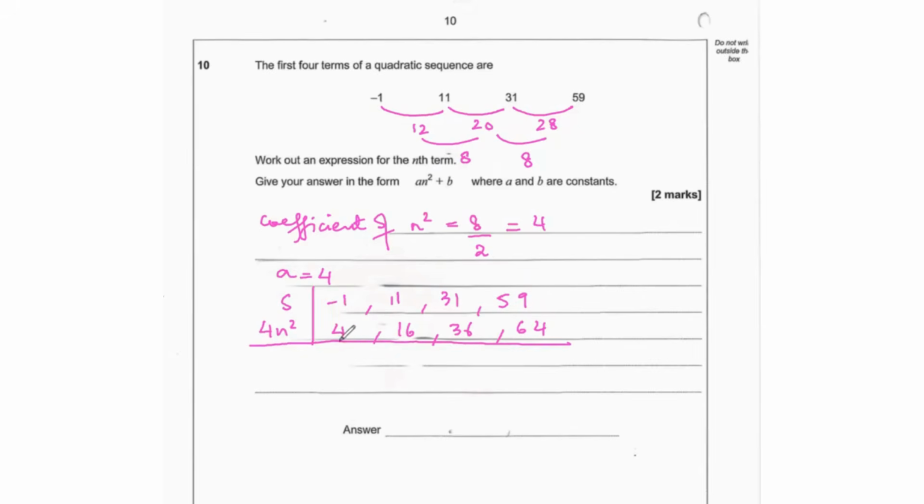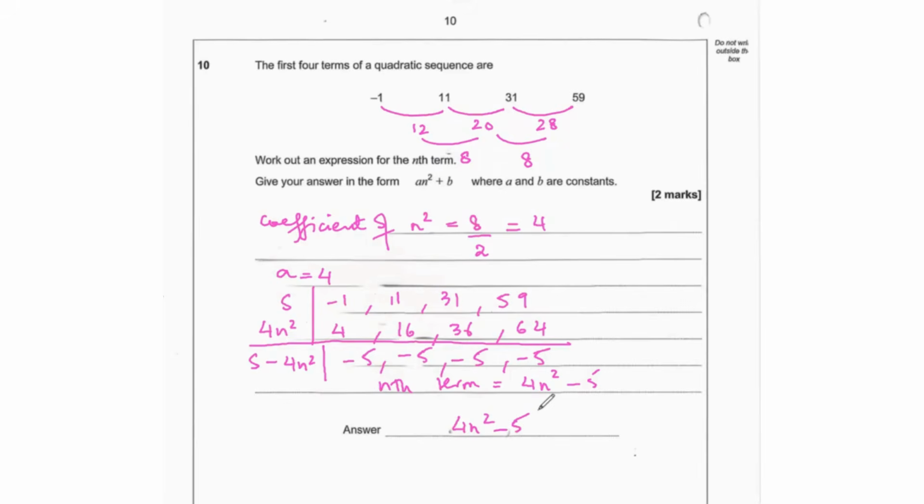Next step is to find the difference of these. So we're doing 7 minus 4n squared. That's going to give us -5, -5, -5, and again -5. So that means our nth term is 4n squared minus 5. And that is your final answer.